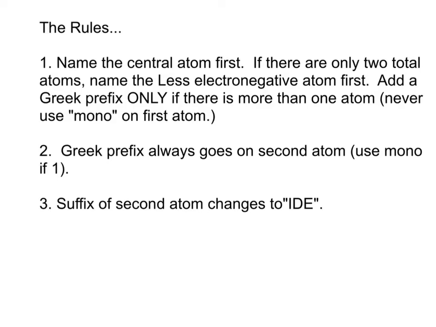The second rule is the Greek prefix always goes on the second atom. Use mono if 1. So that just kind of reiterates that point. And the suffix of the second atom, like in covalent compounds, would always change to "ide." Yeah, IDE. Unless it's a polyatomic, but we're talking about binary. In a straight-up binary with 2 elements, it's always going to end in "ide."